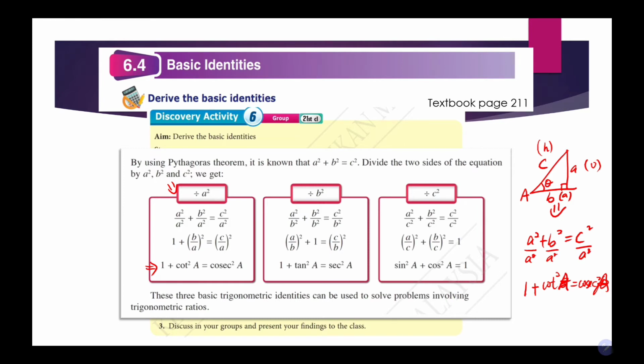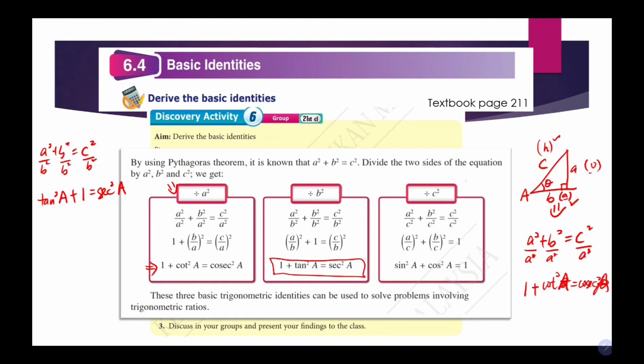Then if we divide by b square, starting from a square plus b square equals c square, if we divide everything with b square, a over b, which is opposite over adjacent, so we have tangent square of angle A plus b square over b square, we have 1. And the c over b is hypotenuse over adjacent, which is secant. So we have secant square of angle A. So there we get this formula.